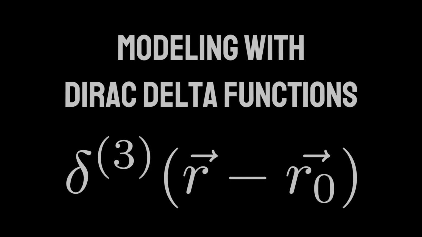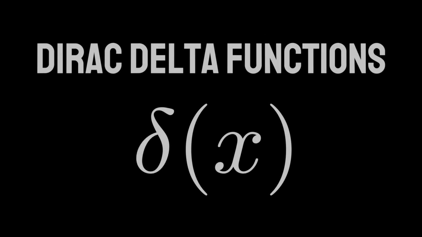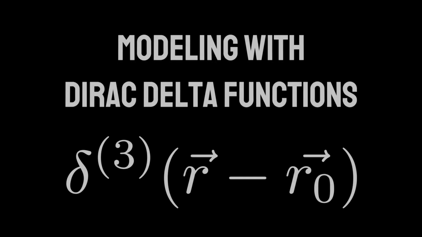Howdy folks, this discussion is going to be all about modeling with Dirac Delta functions, particularly in electricity and magnetism, or E&M for short. I recently did a discussion just on Dirac Delta functions more broadly. It can be found linked in the description. If you need a refresher, you want to check that out. Let's dive into modeling with Dirac Delta functions in E&M.